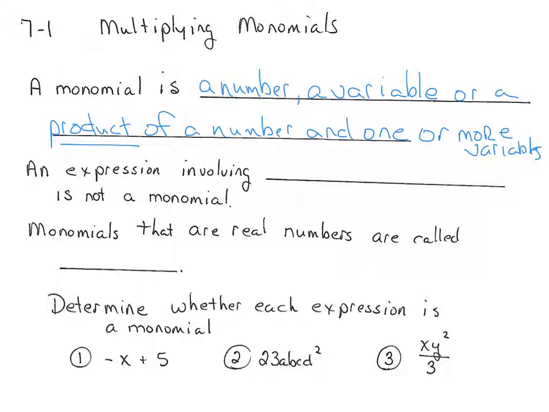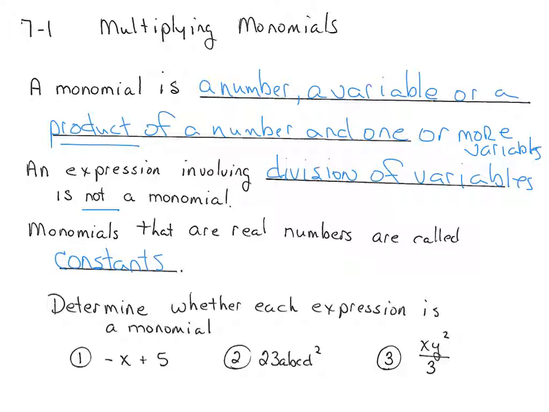An expression involving division of variables is not a monomial. So if you have a variable in the denominator, it is not a monomial. Monomials that are real numbers are called constants. 6 is a constant. -2 is a constant.